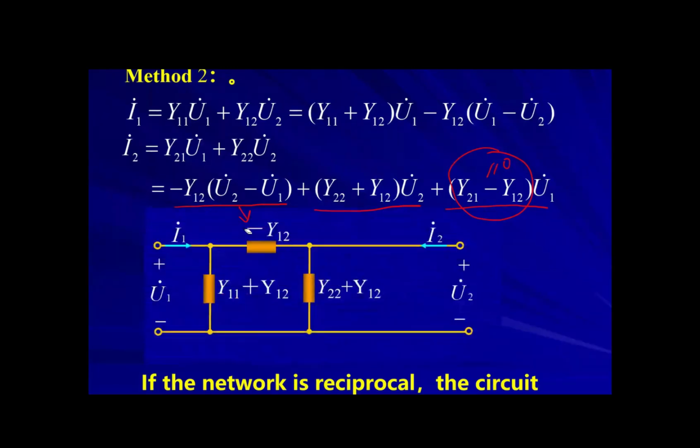This pi circuit is also a delta circuit. And the T circuit is also the Y circuit. The pi circuit is also the delta circuit. This is the delta circuit.